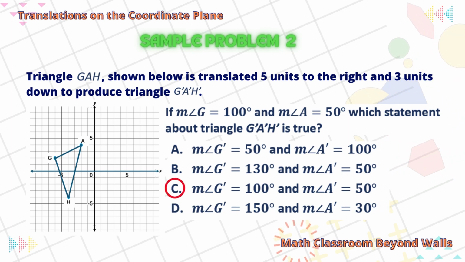The measure of angle G prime is 100 degrees and the measure of angle A prime equals 50 degrees. There you are, learners. That was easy again. We did not even go into drawing the image. All that is needed is for us to know that in translation, corresponding parts are congruent.